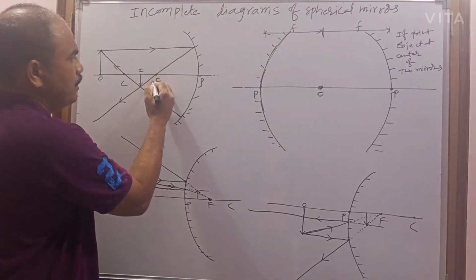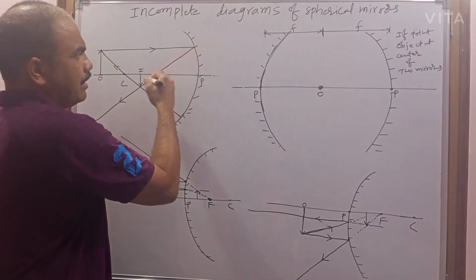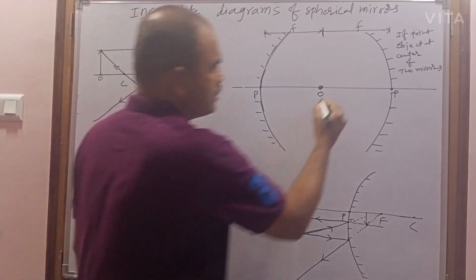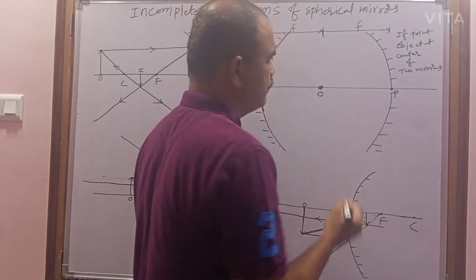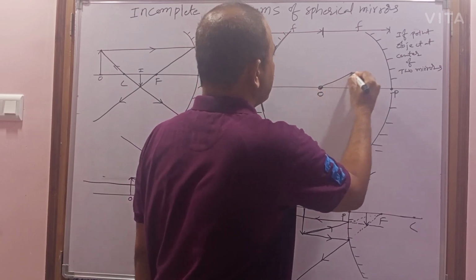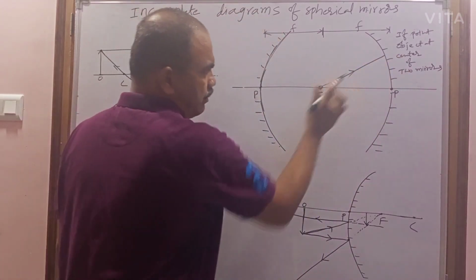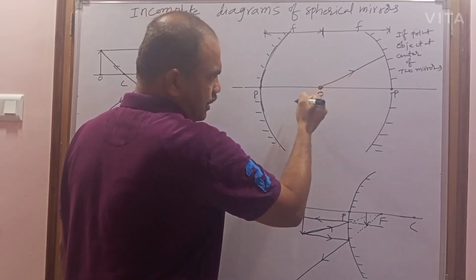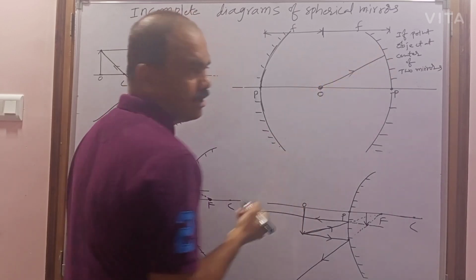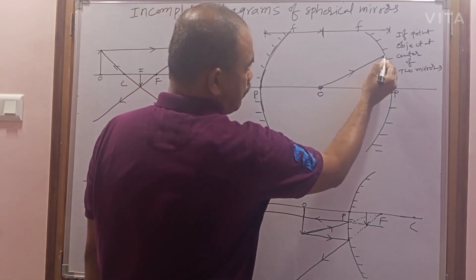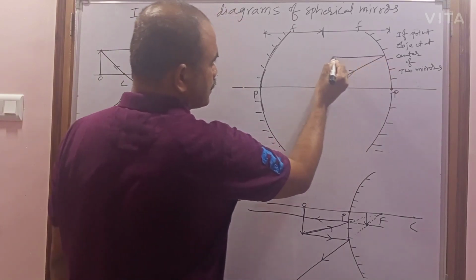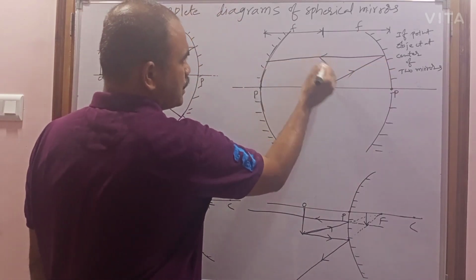If the object is at the focus, what happens? If I draw one incident ray like this, in any direction, now I am taking this direction. This is the incident ray traveling from the focus. After reflection, how will it be? It will be parallel to the principal axis.